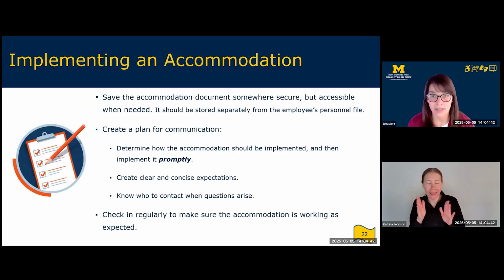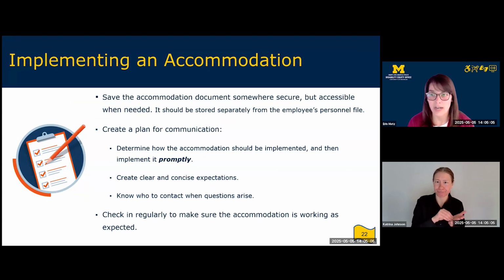Implementing accommodations promptly helps to eliminate risk. We have a duty not just to identify the reasonable accommodation, but to implement it as soon as practical. This may mean purchasing equipment, installing software, modifying schedules, and even relocating furniture. If delays are unavoidable, document what steps you're taking to help move things along.